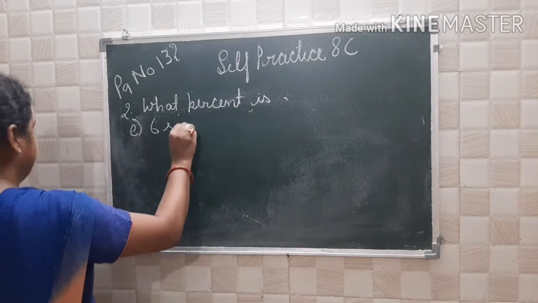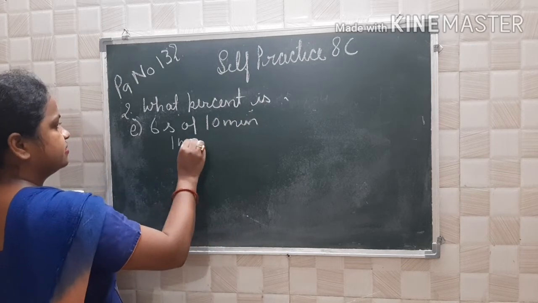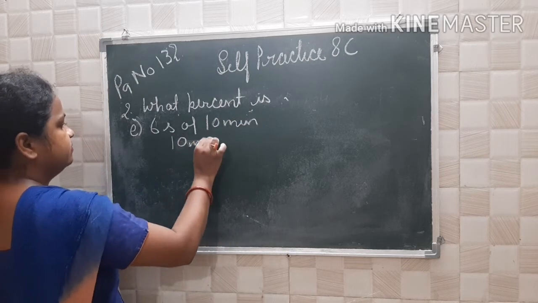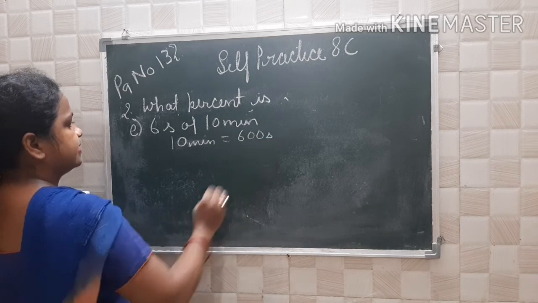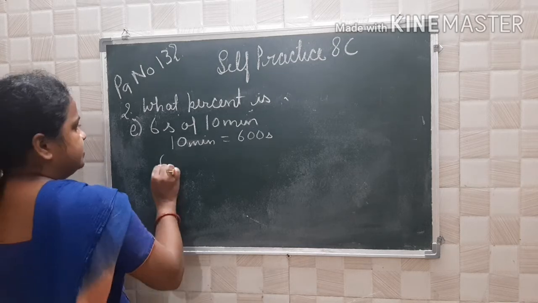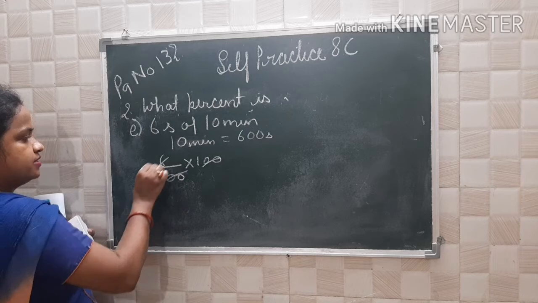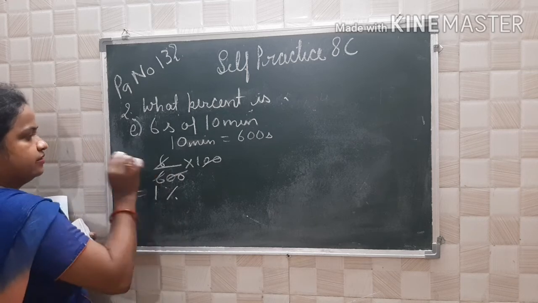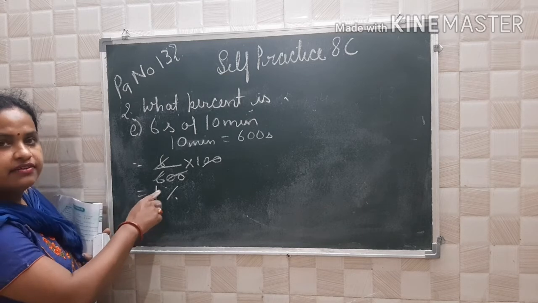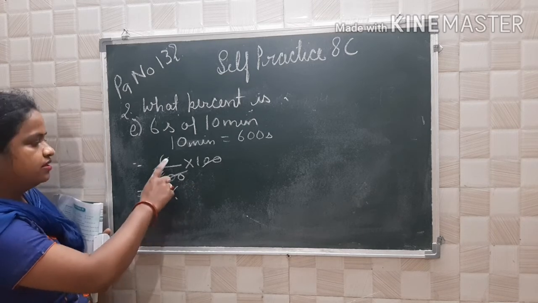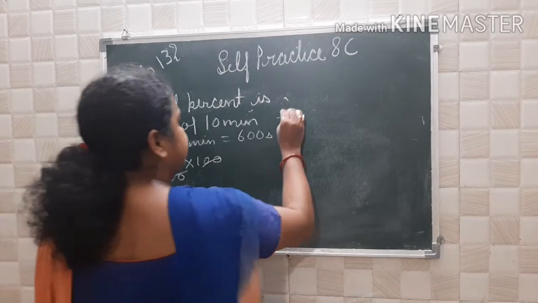Six seconds of 10 minutes. So 1 minute is, 10 minutes is equal to 10 into 60, 600 seconds. 6 upon 600 into 100. 0 0 cancel out, 6 6 cancel out, 1%. Clear? 10 minutes is equal to 600 seconds. So 6 upon 600 into 100, it will be equal to 1%. Clear? Now see the F part.